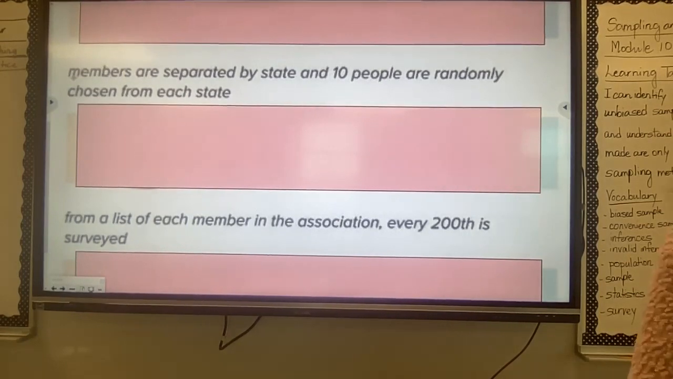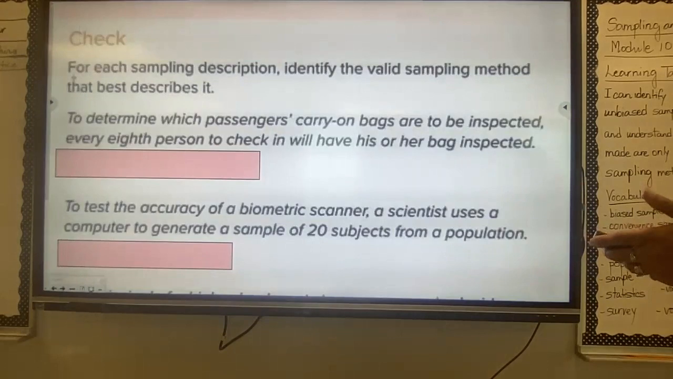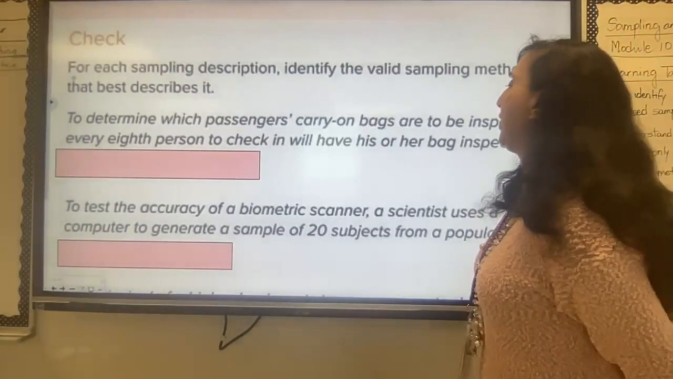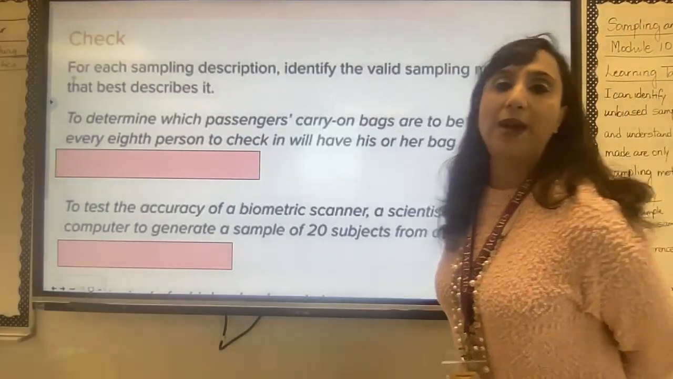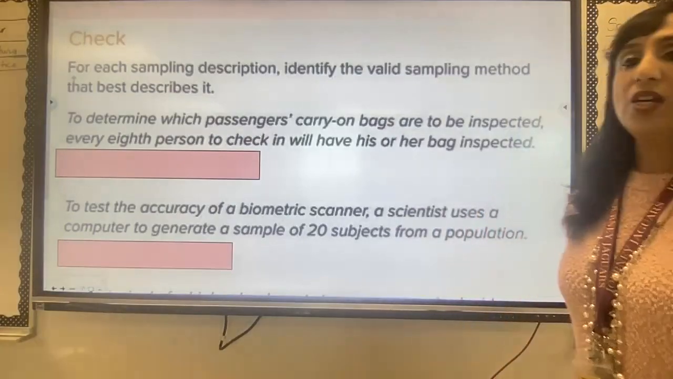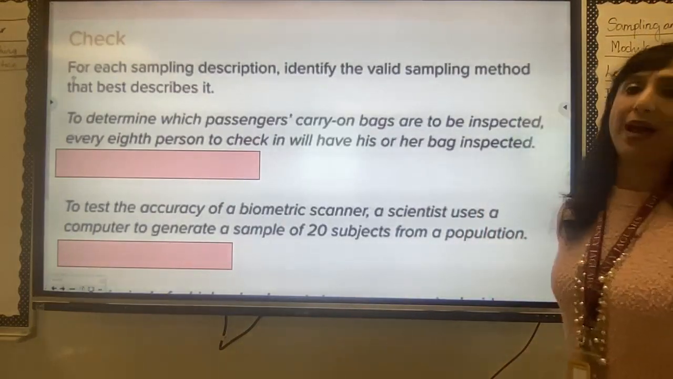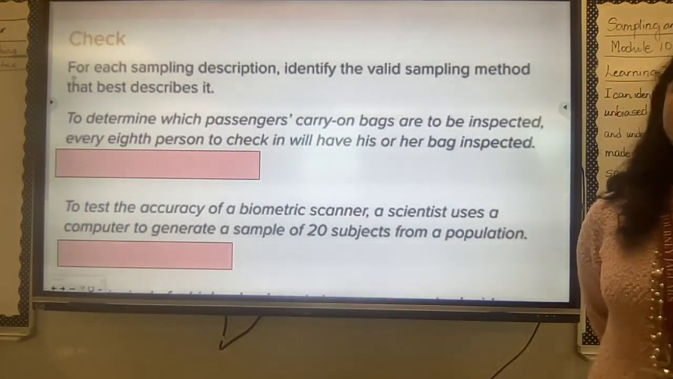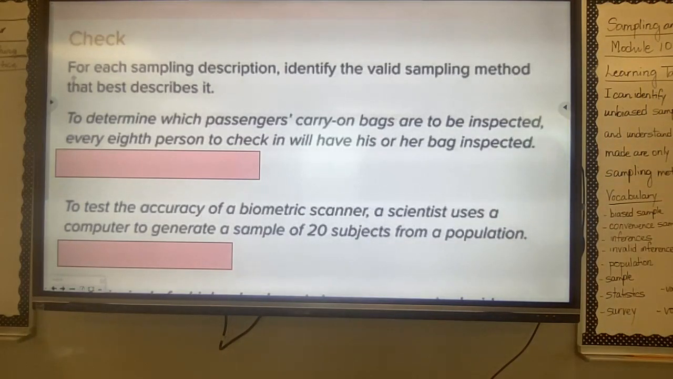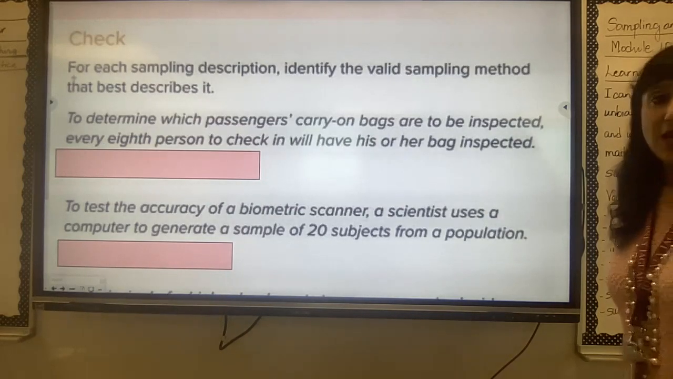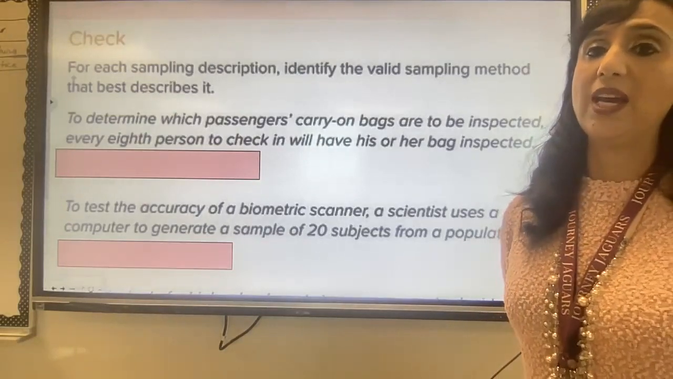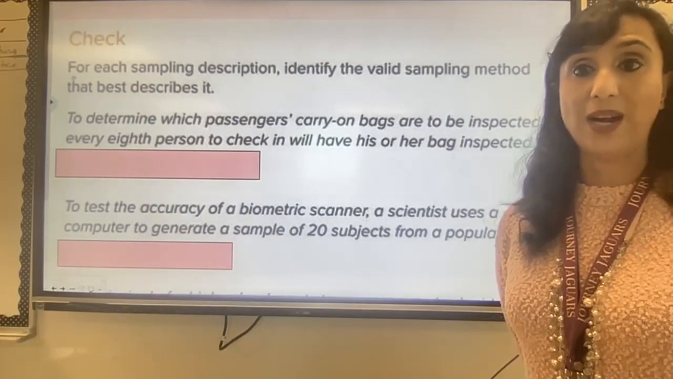Let's do another quick example. For each sampling description, identify the valid sampling method that best describes it. Let's look at the first one. To determine which passengers' carry-on bags are to be inspected, every eighth person to check in will have his or her bag inspected. As you can see, this is definitely a systematic random sample because it is systematic, it is random, and every eighth person who checks in will have their bag inspected. So it is a systematic random sample.